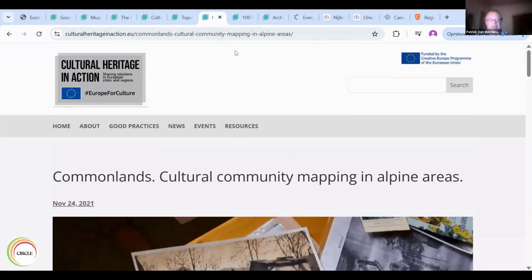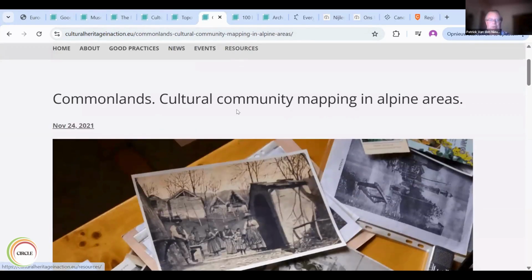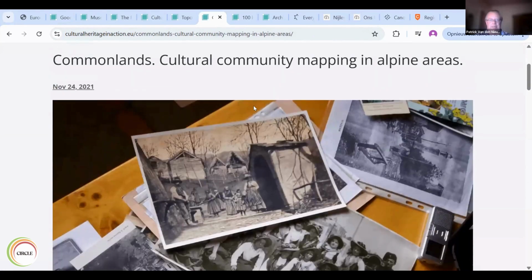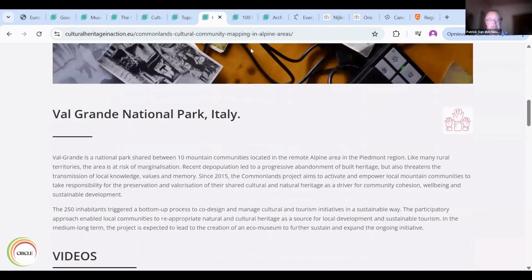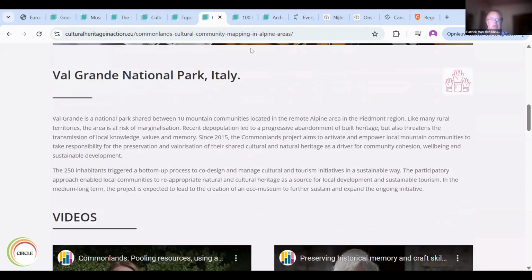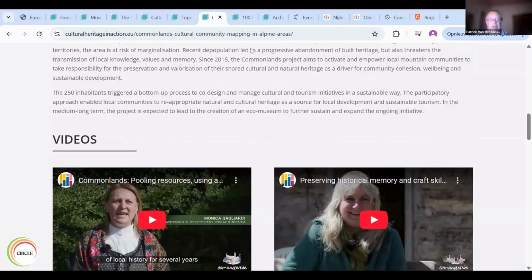The same kind of project in Alpine areas, cultural community mapping, also working in Italy on remote communities, but with a lot of heritage, not only in the institutes, but at home. And how you can involve people to tell their story, to show their heritage, or even to bring it to an institute so that it can be maintained for a longer period.